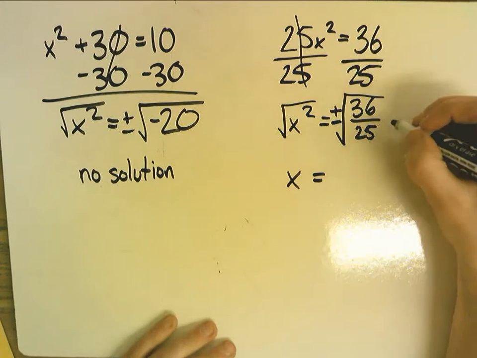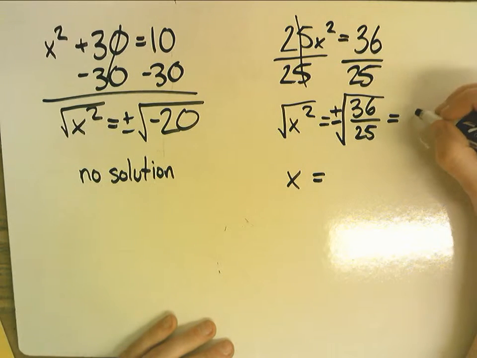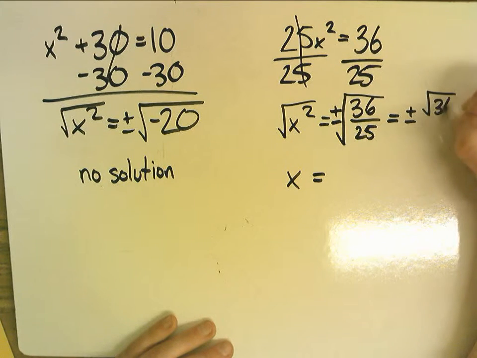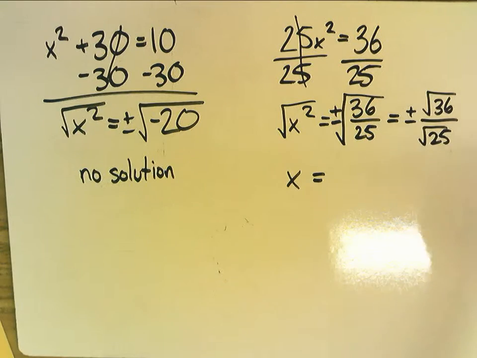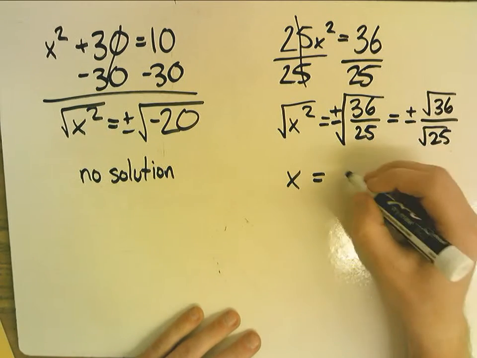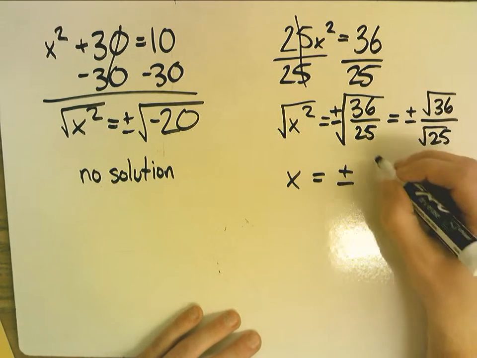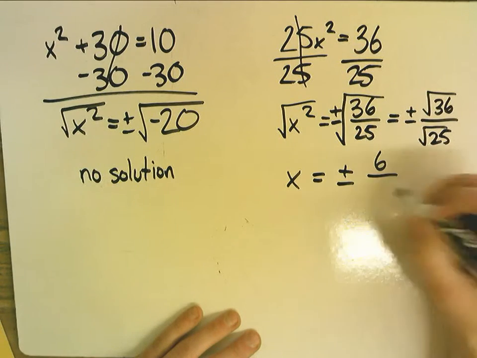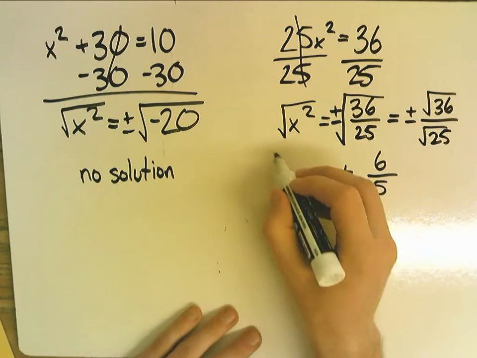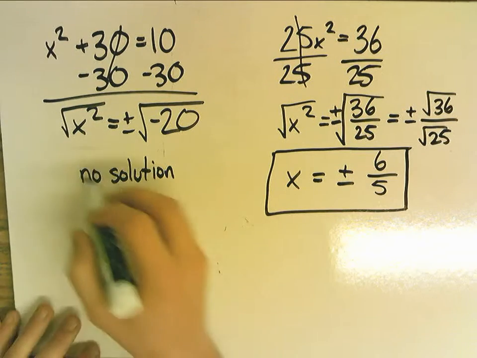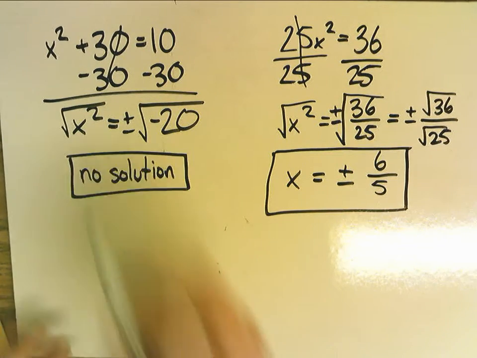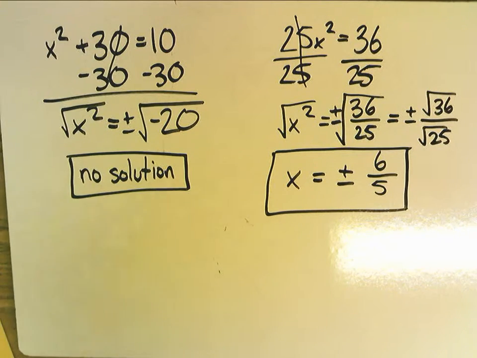Let's take a look. We can rewrite this using the quotient property, and we can write it as the square root of 36 over the square root of 25. We do know that the square root of 36 is 6, so let's bring our plus and minus down, is 6, and the square root of 25 is 5. So our answer right here is a positive and a negative 6/5. And those are our answers here.